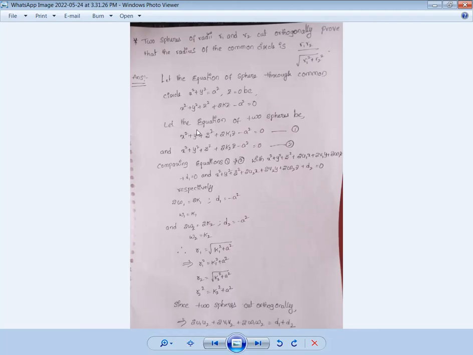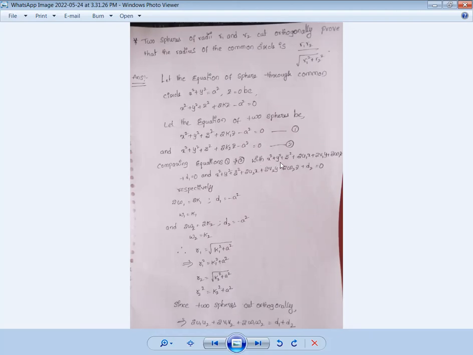Now next let the equation of two spheres. Based on this equation we have to write another two spheres. Two equations of the sphere, that is x square plus y square plus z square plus 2k1z minus a square is equal to 0 and x square plus y square plus z square plus 2k2z minus a square is equal to 0. These are equations 1 and 2. Now comparing these two equations with the general equation of the sphere. What is the general equation of the sphere?